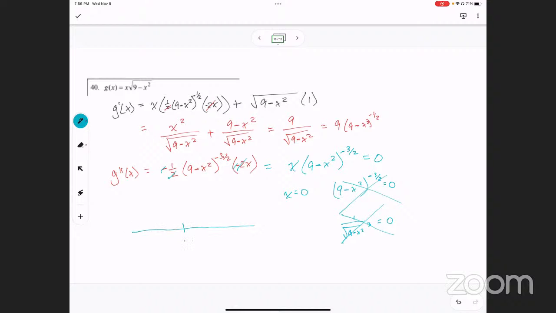So let's put that inflection point on a number line, and let's find out what g double prime of x to the left of that is, and g double prime of something to the right of that is. So let's plug in points for that. What's left of 0?